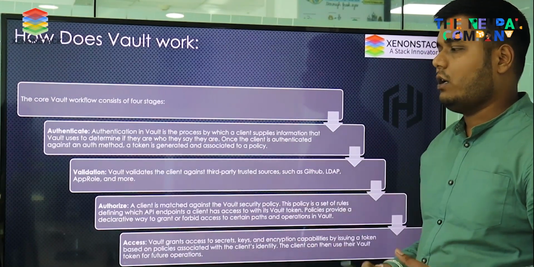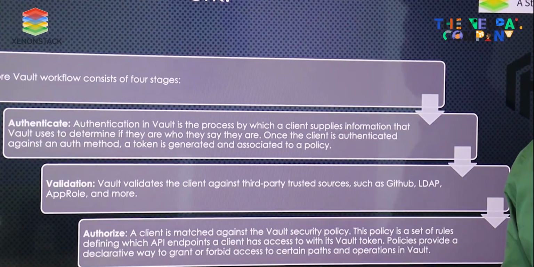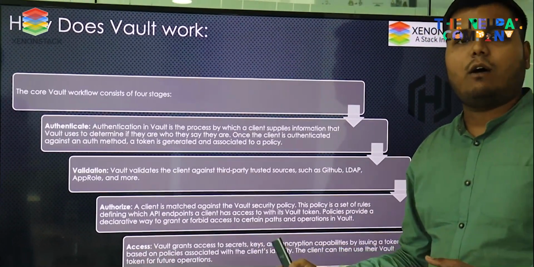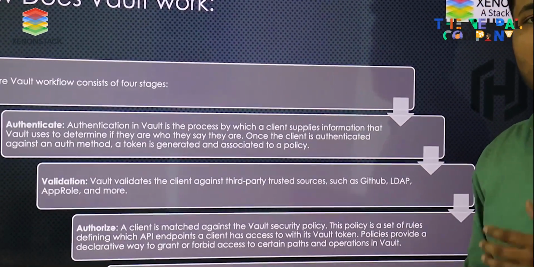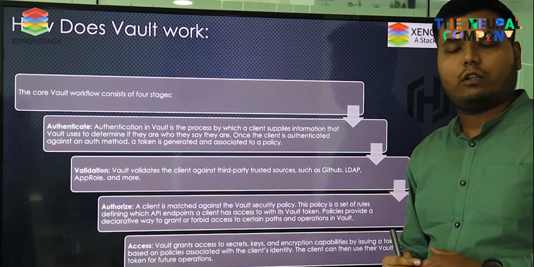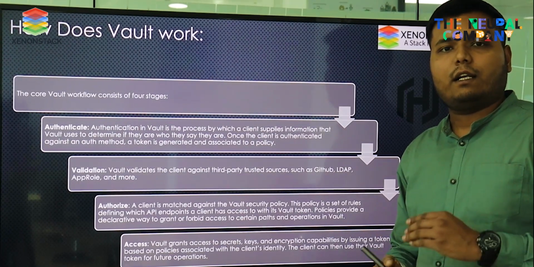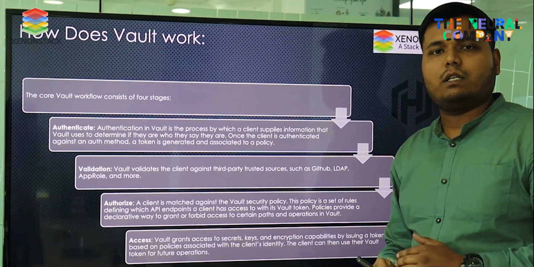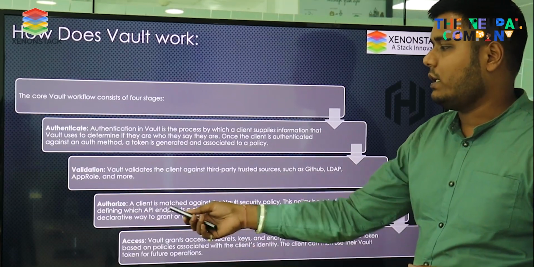First is authenticate. Authenticate in the sense that whether this user has access to the particular policies or particular secrets stored in HashiCorp Vault or not. Second comes validation. Validation means once we are authorized people to have access to those secrets, that validation goes to HashiCorp Vault, that this person or this machine is valid to have these secrets.